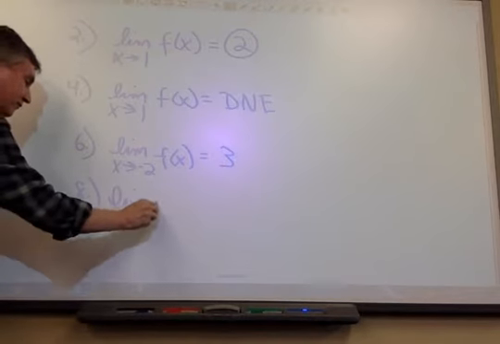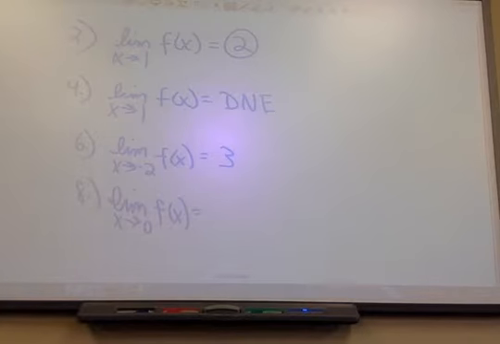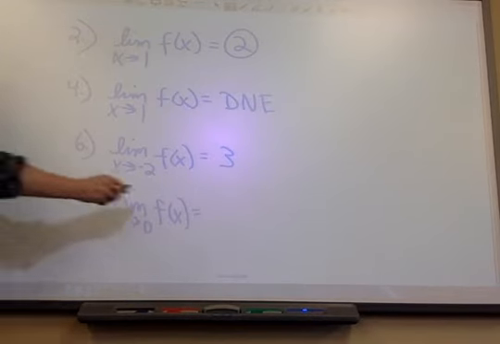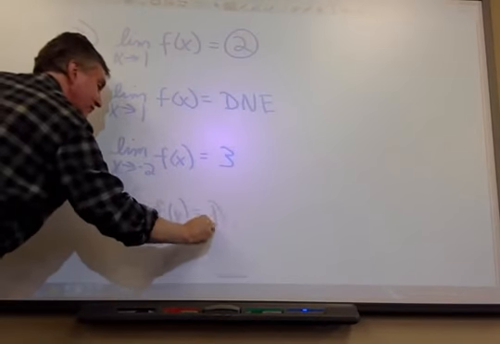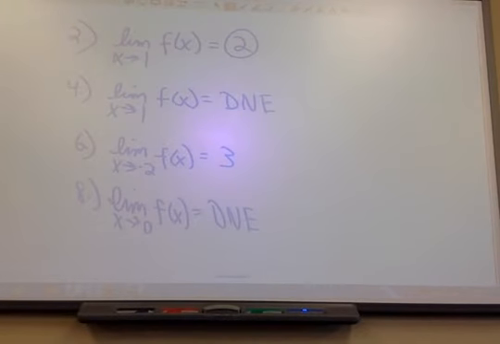All right. If you get close to 0 from the left, it goes to 1. From the right, it goes to infinity. It keeps going up forever, doesn't it? What do I say? D and E. Very good.